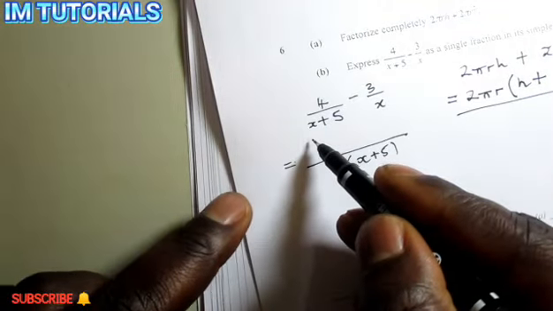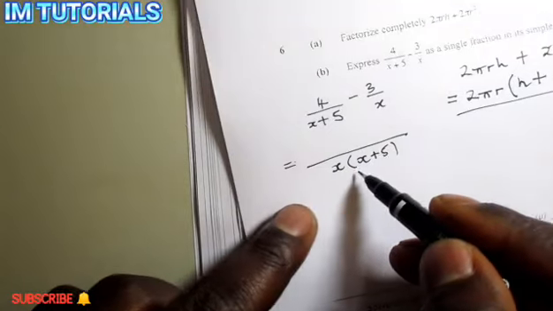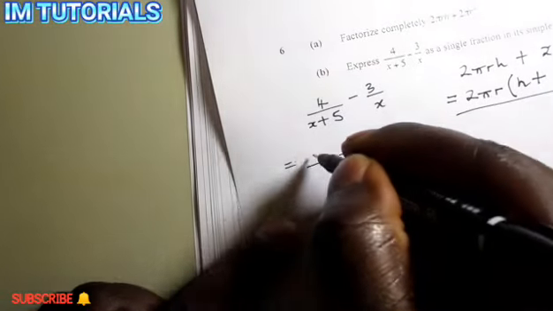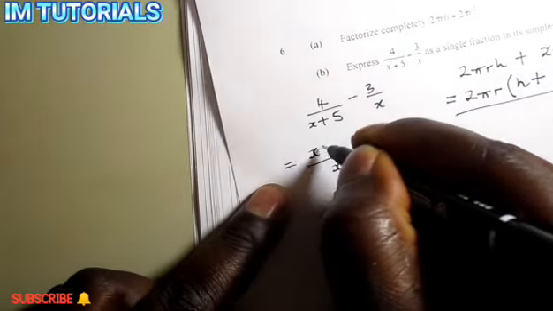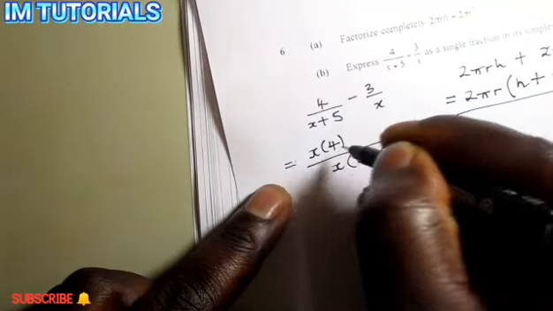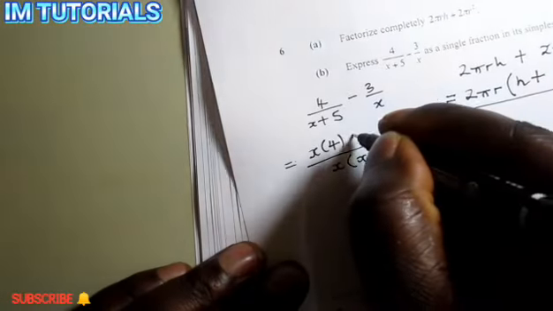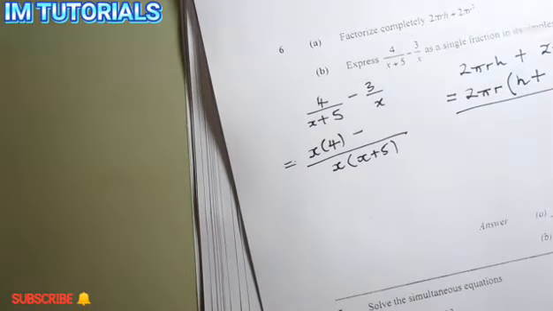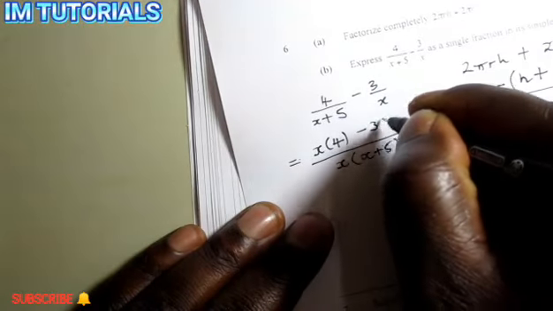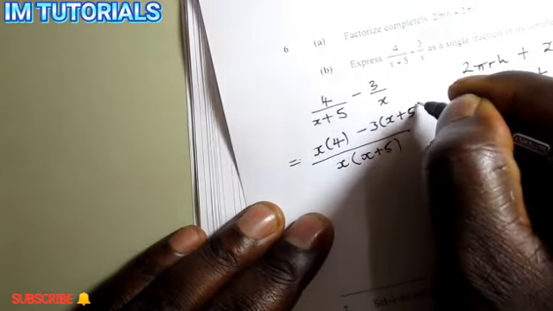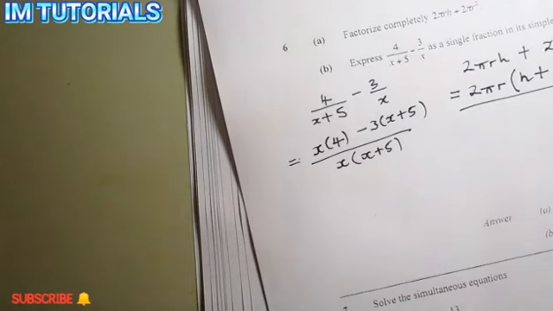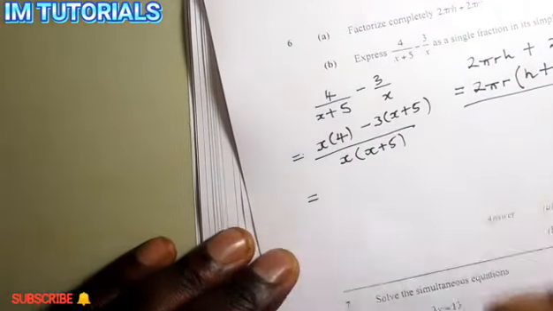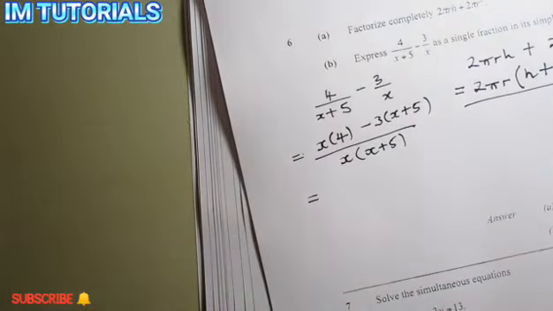X plus 5 and x plus 5 cancel out each other, leaving you with this x. So that this x would then multiply the 4 above. Right, x and x are going to cancel out each other, leaving you with x plus 5. So that x plus 5 multiplies the 3 above. So this is the first thing, or the first stage. So we are now removing brackets and simplifying our numerator.